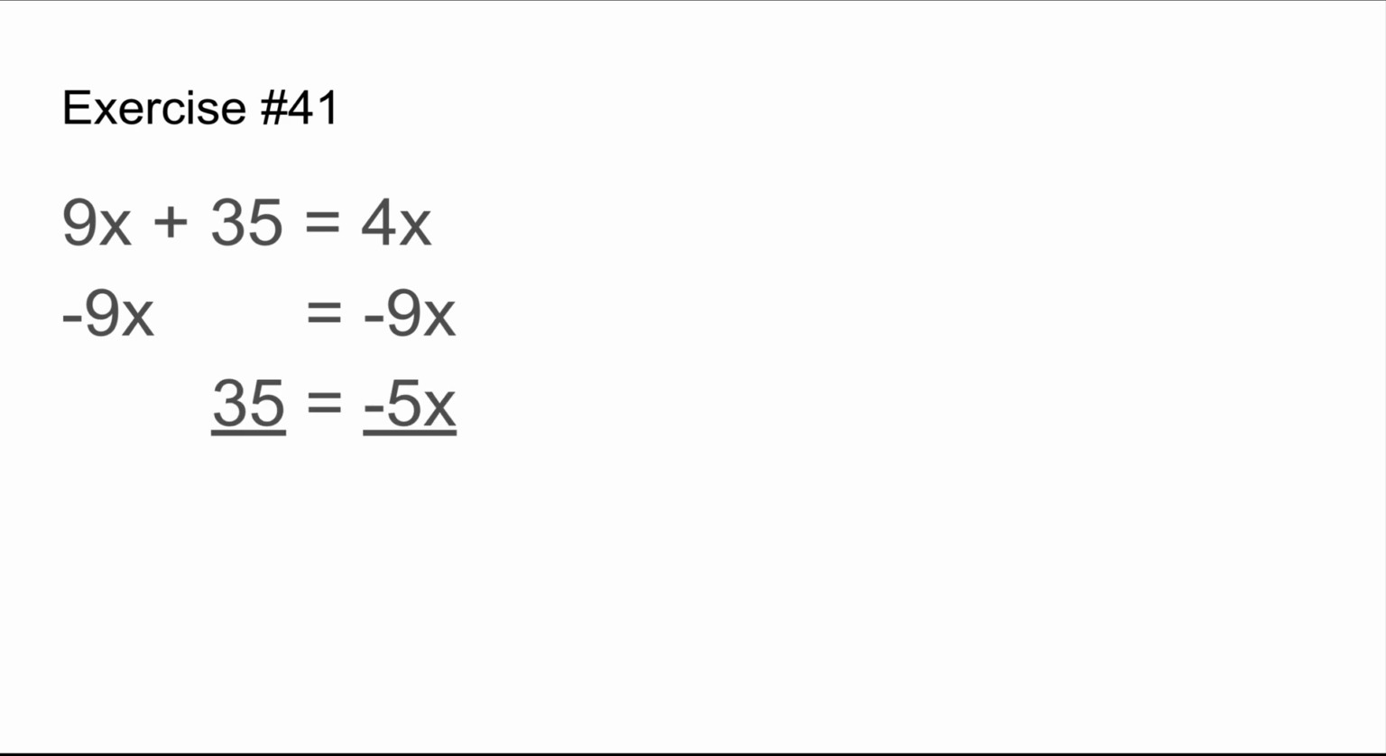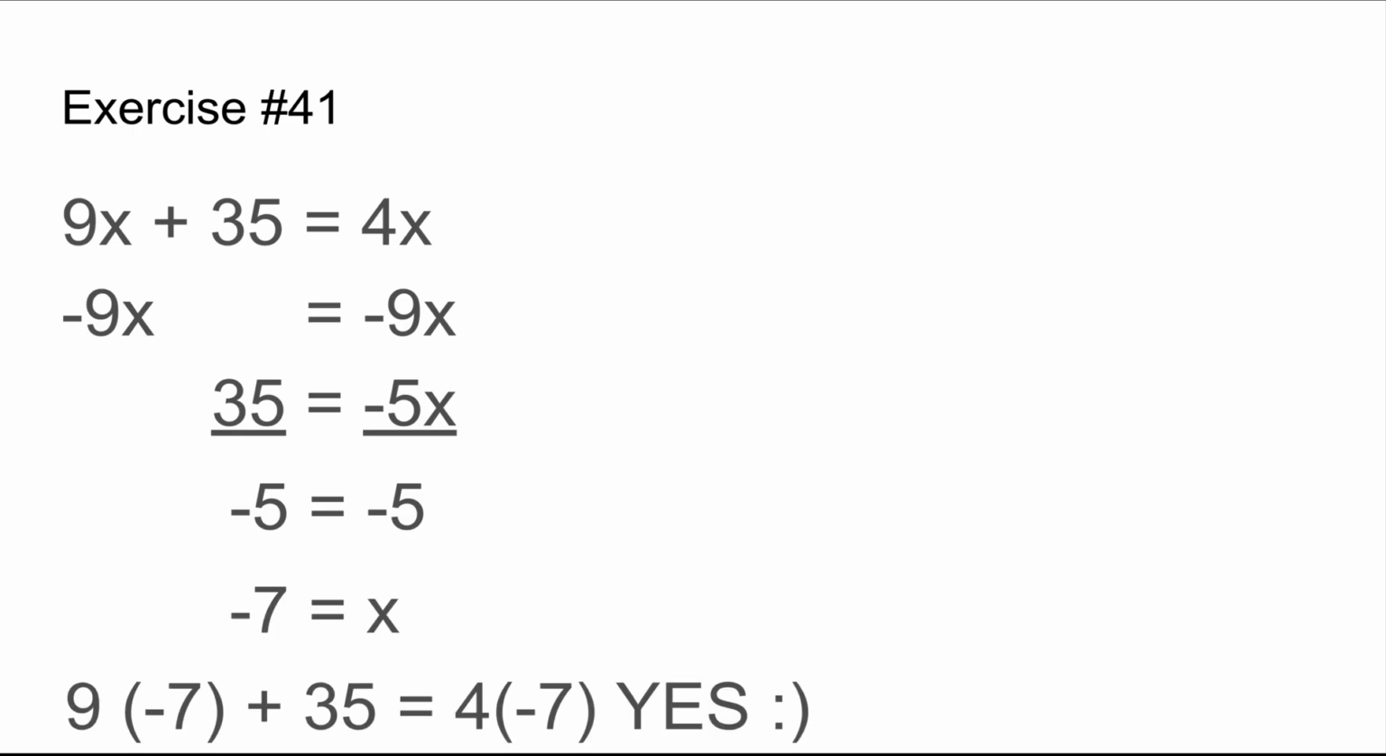Then I have 35 equals negative 5x. Now it looks like a normal problem. Divide by negative 5 both sides, x equals negative 7. Of course, you can check this. And you should.